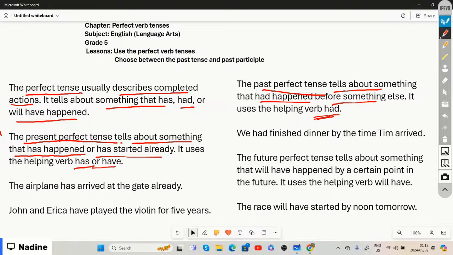And then we have the future perfect tense. The future perfect tense tells about something that will have happened. It will have happened by a certain point in the future. Remember, it must still happen, and that is in the future. And it uses the helping verb will have. An example is the race will have started by noon tomorrow.